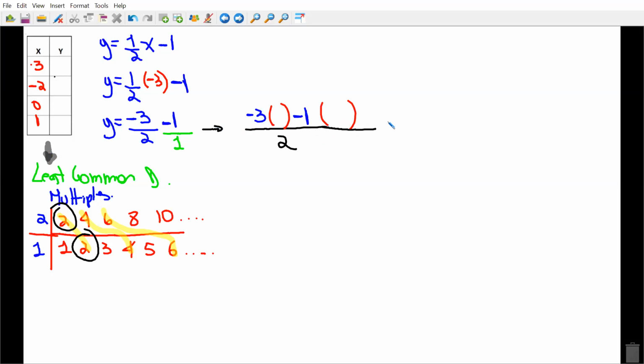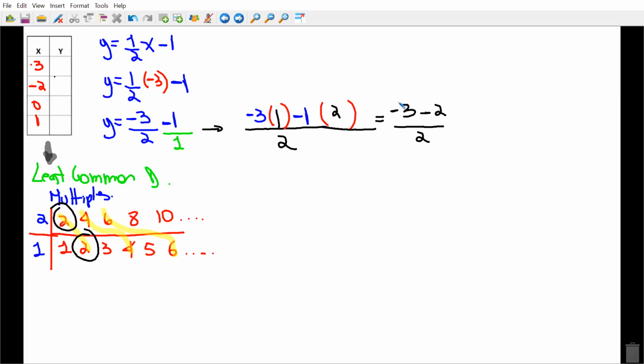Okay? So 2. What number do you multiply 2 in order to make it 2? 1. So you multiply times 1. I'm going to copy a 1 over here. And how much did you multiply the 1 in order to get a 2? 2. So I'm going to have negative 3 times 1 is going to be negative 3. Negative 1 times 2 is going to be negative 2. And all of this divided by 2.